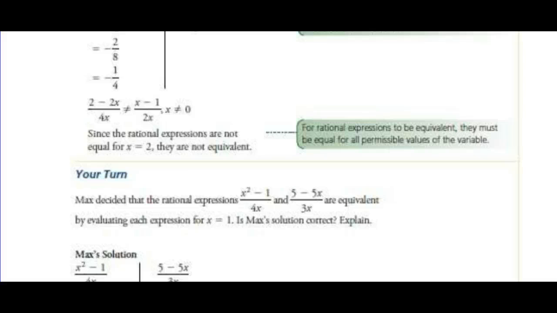That gives us 4 minus 1 is 3 over 8. And put a 2 in here, and we get 5 minus 10 is negative 5 over 6. And I don't think 3 over 8 is the same as that. So if he just happened to pick a value where they both evaluate to 0, it's not true. They're not the same, right? So, no. They can't really be the same.